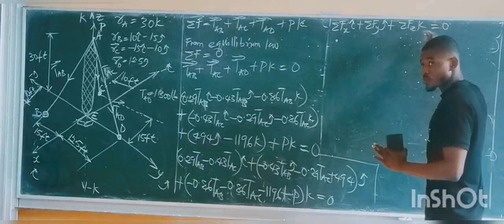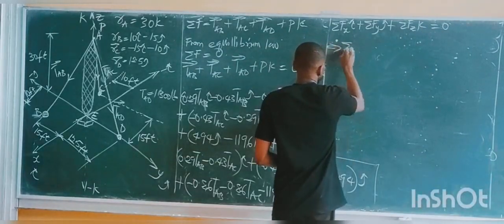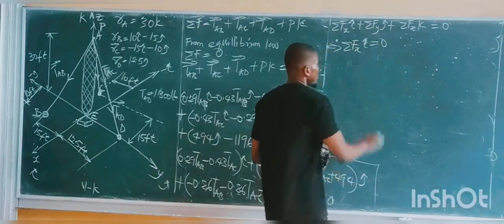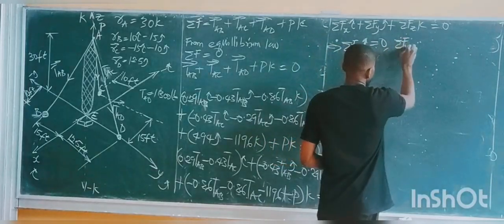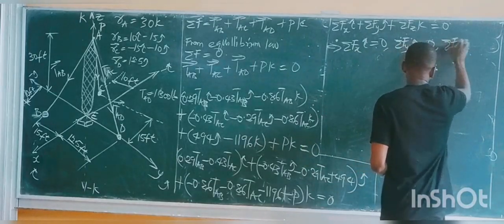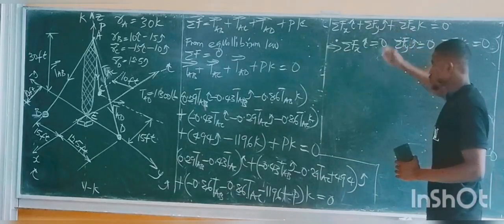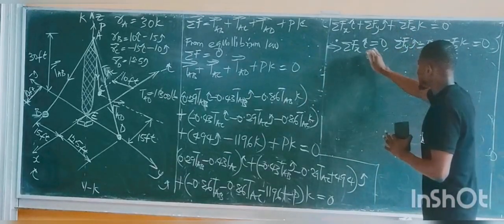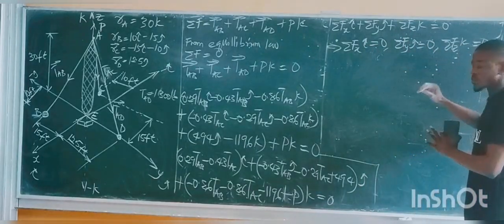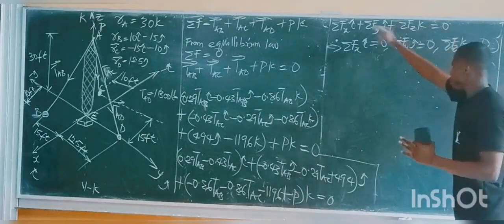Now, for this law to be true, it simply implies that summation Fx in the i-axis must be equal to 0. Also, summation Fy in the j-axis must be equal to 0, and summation Fz in the k-axis must also be equal to 0. So all the forces pointing towards the i direction equate to 0, all the forces towards the j direction equate to 0, and all the forces towards the k direction equate to 0. Otherwise this law cannot be true.